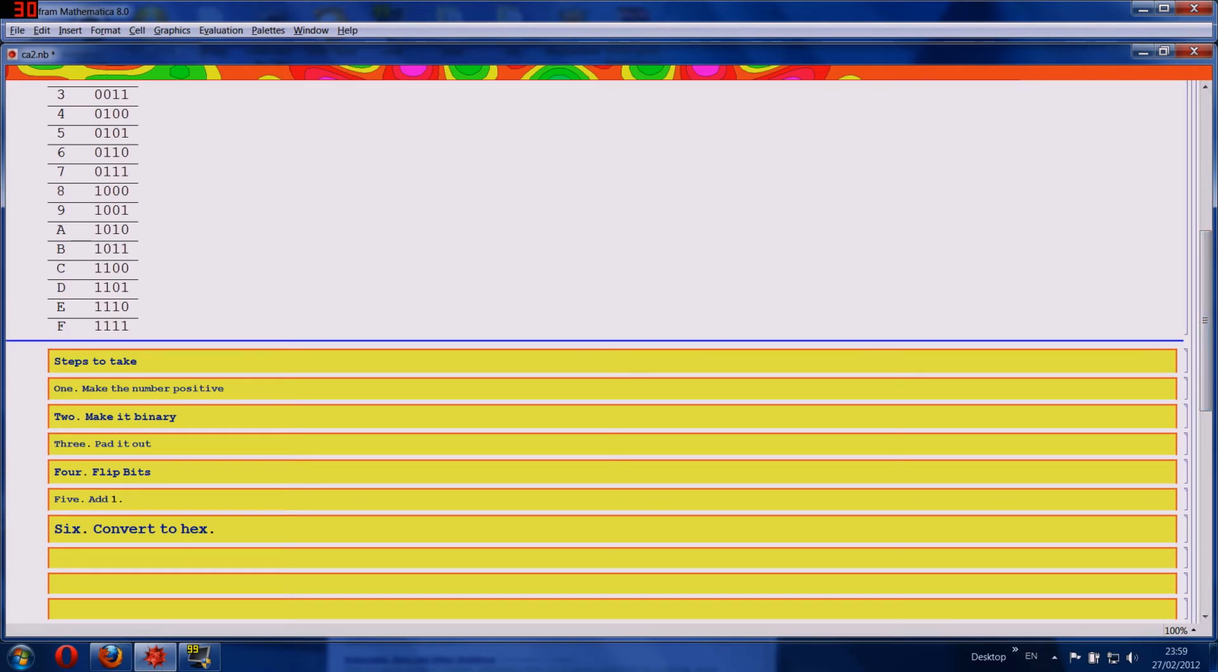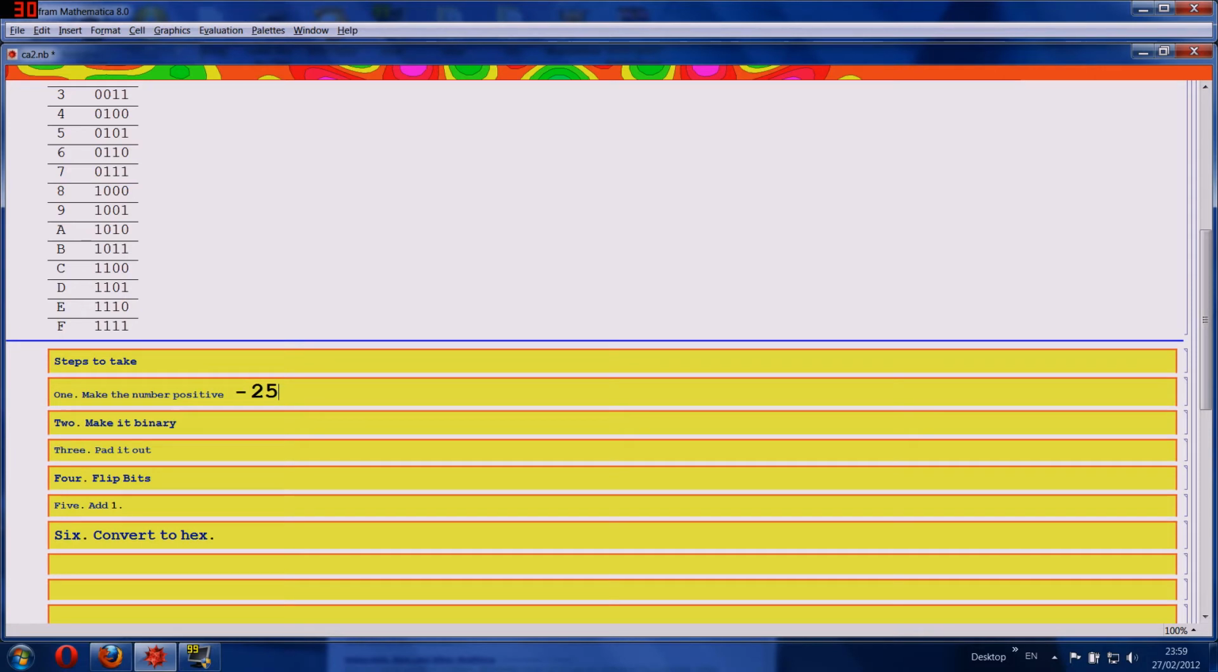This step is pretty easy, I suppose. Let's go a bit further out actually. Make the number positive, so that -25 becomes positive 25. Alright, so there's the first step.